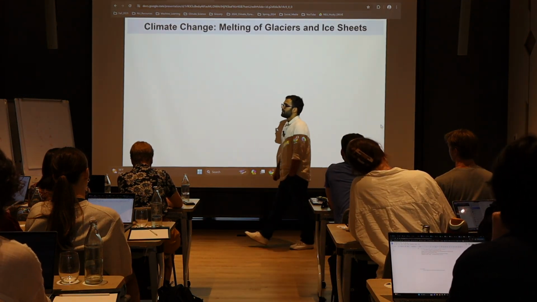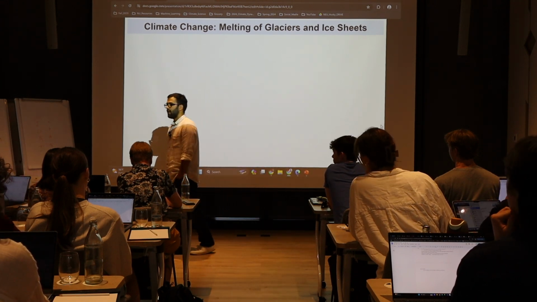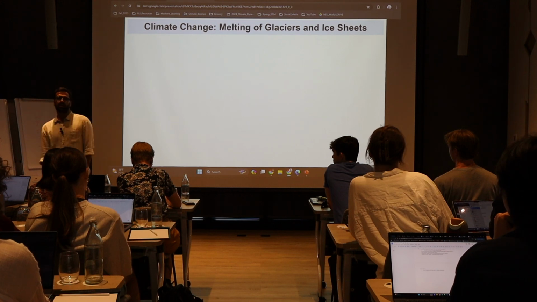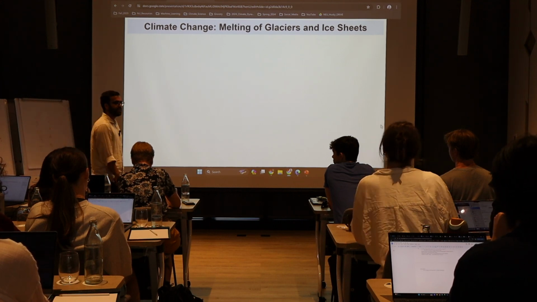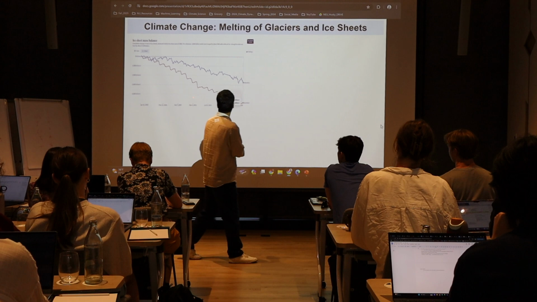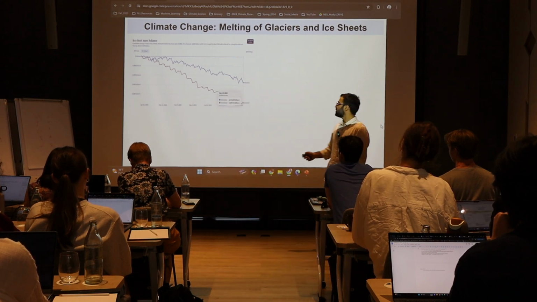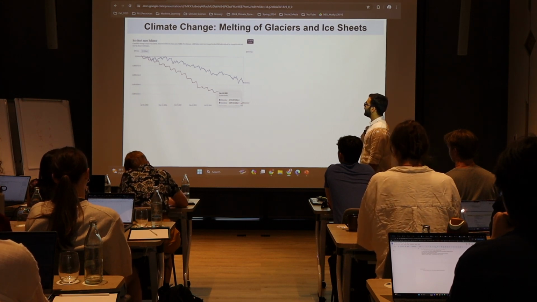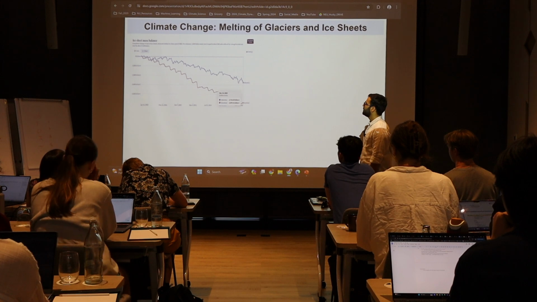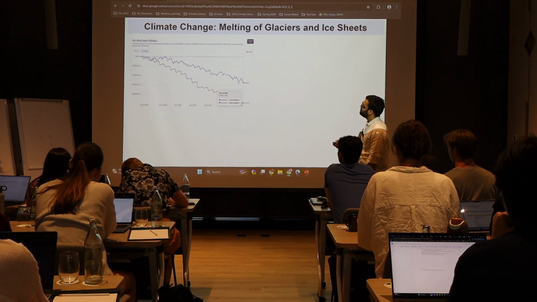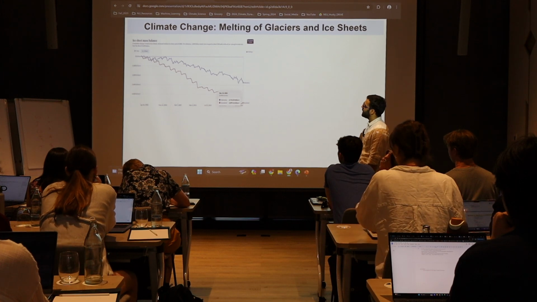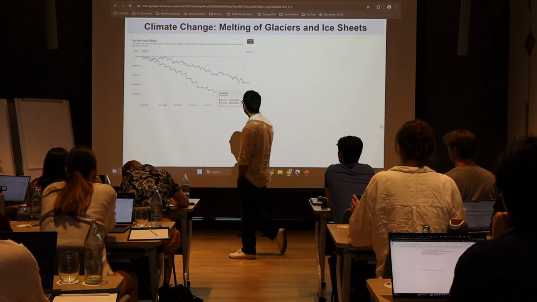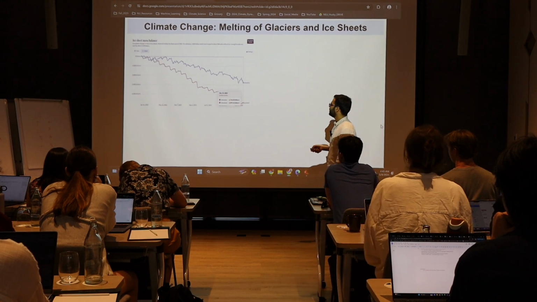Now we observe an increase in sea level rise. One major cause of sea level rise is the melting of glaciers and ice sheets. This is what we are observing: the ice sheets, both the Arctic and the Antarctic. This is the Antarctic ice sheet and Greenland from the Arctic side. We can see the loss of ice over time from 2002 to 2020.